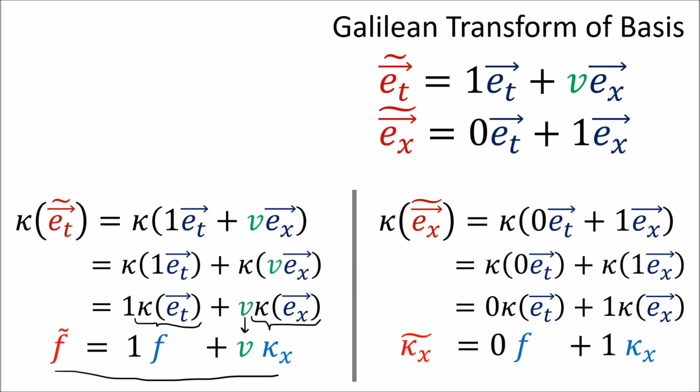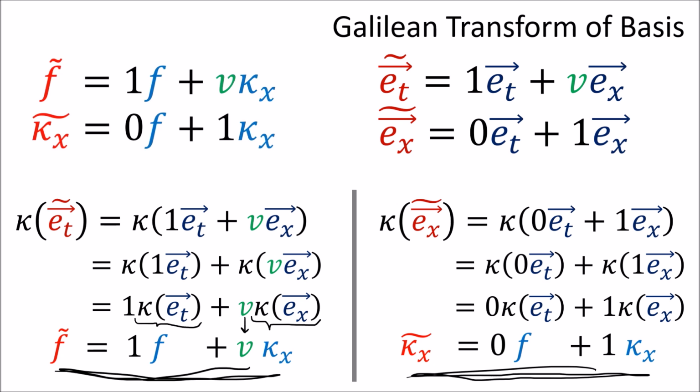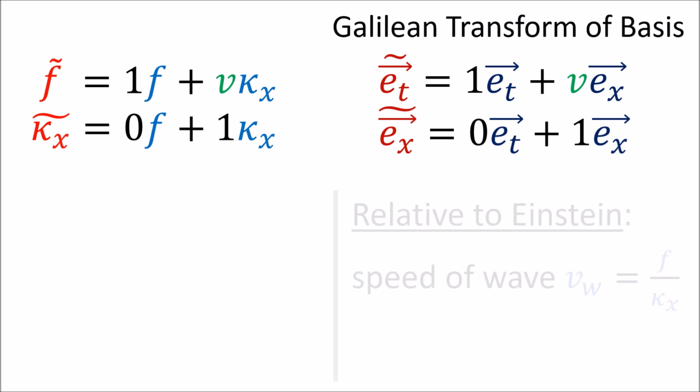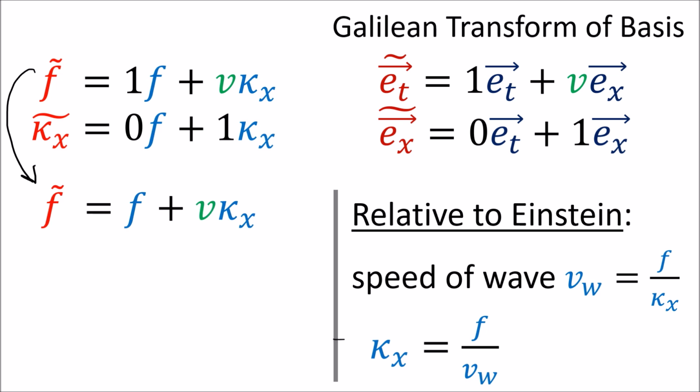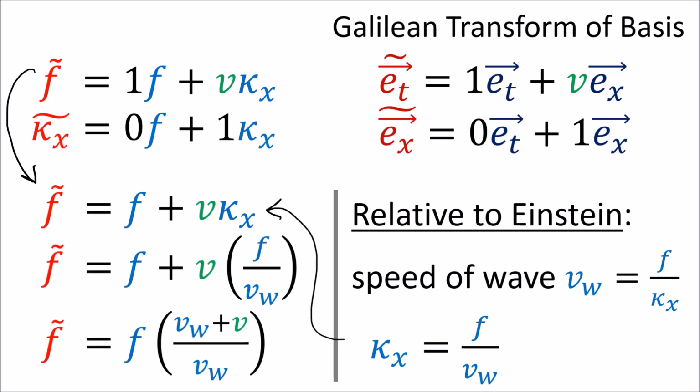Notice how these formulas for converting frequency and wave number to the car's frame look very similar to the formulas for converting to the car's basis vectors. This is because covector components are covariant, and they transform in the exact same way as basis vectors. If we remember the formula for a wave's speed, we get that Einstein's wave number equals Einstein's frequency divided by Einstein's wave speed. If we sub this in, this results in the Doppler shift formula you might see in school textbooks.